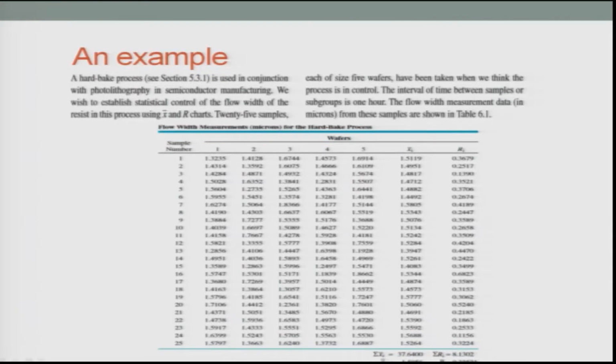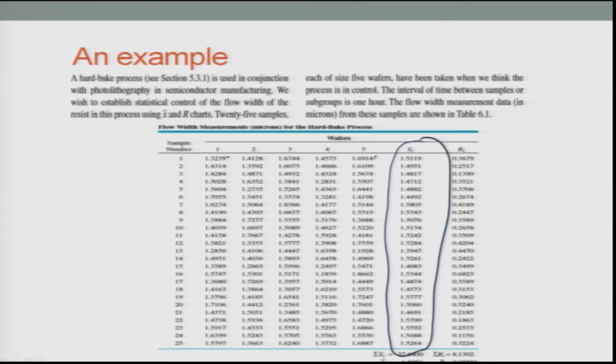The flow width measurement data in microns for these samples are shown in figure 16.1. Again, along the first column you have the sample number, each sample is of size 5, and the wafer information is given. The cell where I am putting my pointer is the reading for the first sample, the first observation. Similarly, for the first sample, the fifth observation is 1.6914. Based on that, I find the sample averages.